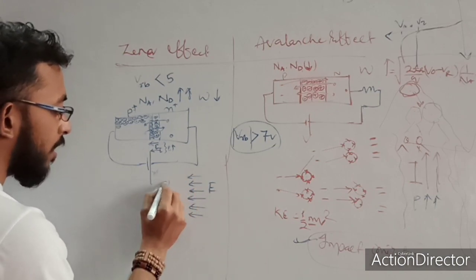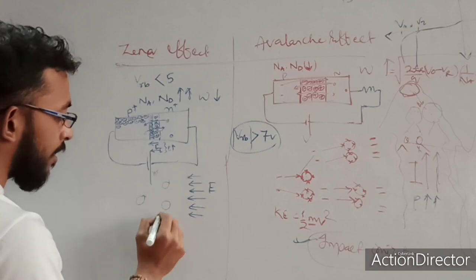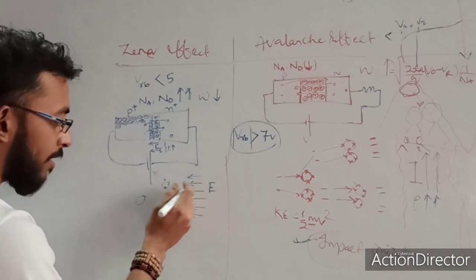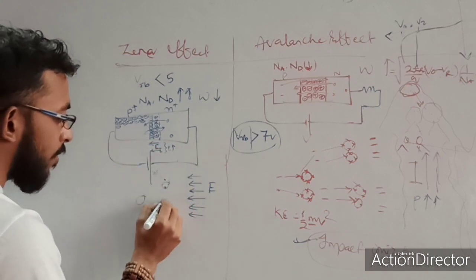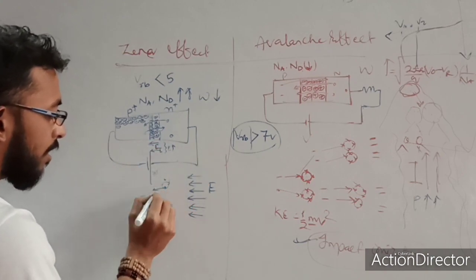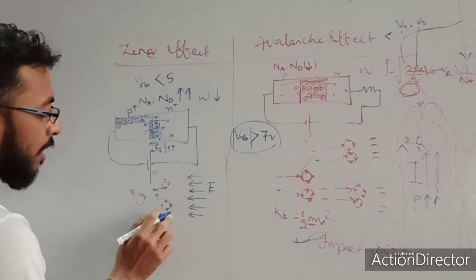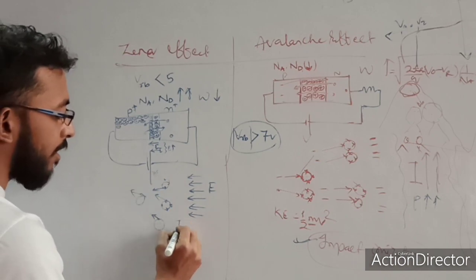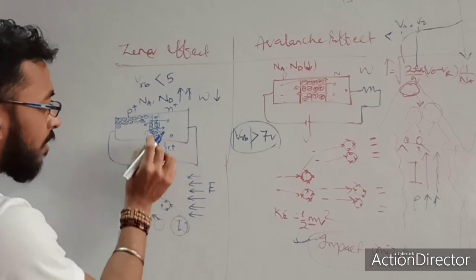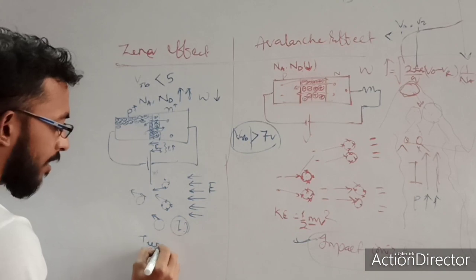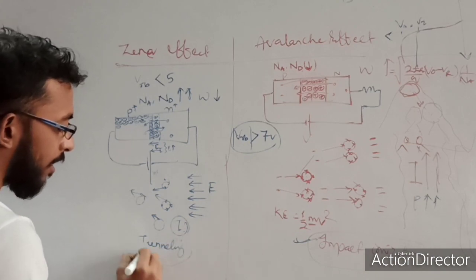So because of this strong electric field, the silicon atoms present over here have 4 bound valence electrons. When this electric field is flowing in this way, they are knocking out the valence electrons to this side. So these valence electrons constitute my current, a high current. Since this width is very small, this occurs through tunneling. Here the tunneling process occurs.